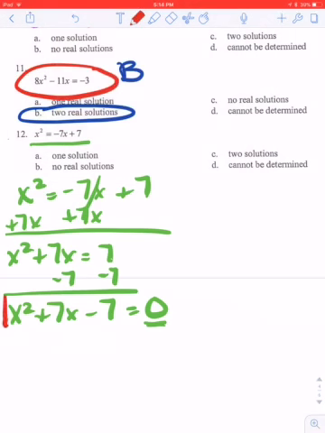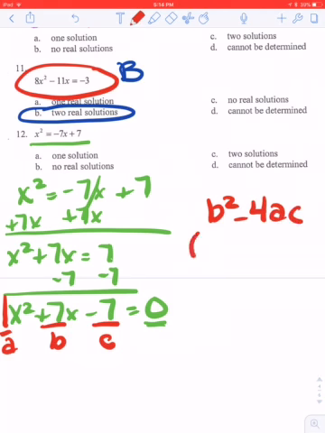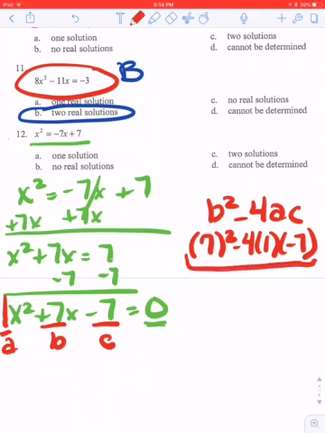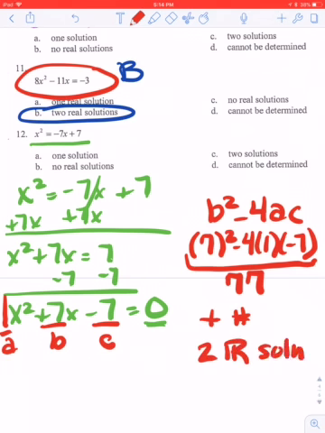So remember, out here in front, I assume there's a 1. That's my A. That's B. And that's C. So I'm going to plug it into b squared minus 4ac. So b is 7. So 7 squared minus 4 times 1 times negative 7. And I'm going to plug this whole part into my calculator. So when I plug that into my calculator, I end up with 77. Since it's a positive number, that means it has two real solutions. So that means as far as 12 goes, my answer is going to be C.